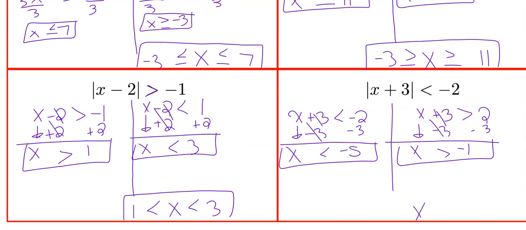So I'll write my final answer. Let's see, negative 5 is smaller than negative 1. X is less than negative 5 or greater than negative 1. So you can pick numbers either smaller than negative 5, like negative 6, 7, 8, 9, 10, etc., or numbers bigger than negative 1, like 0, 1, 2, 3, and nothing in between. Anything outside those ranges is good. Anything within there would not work.